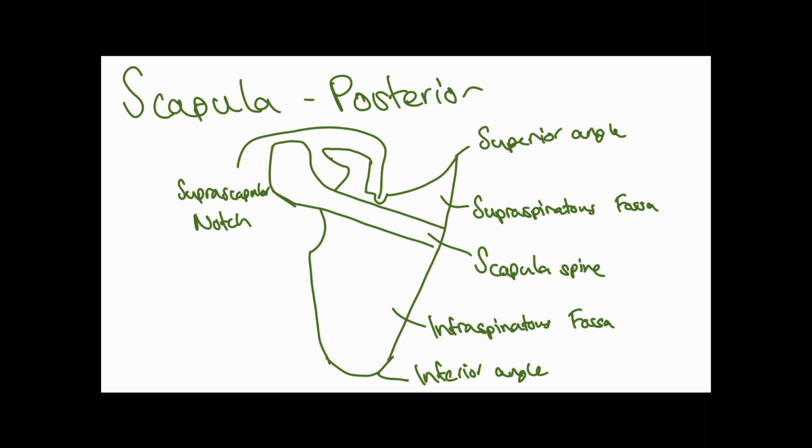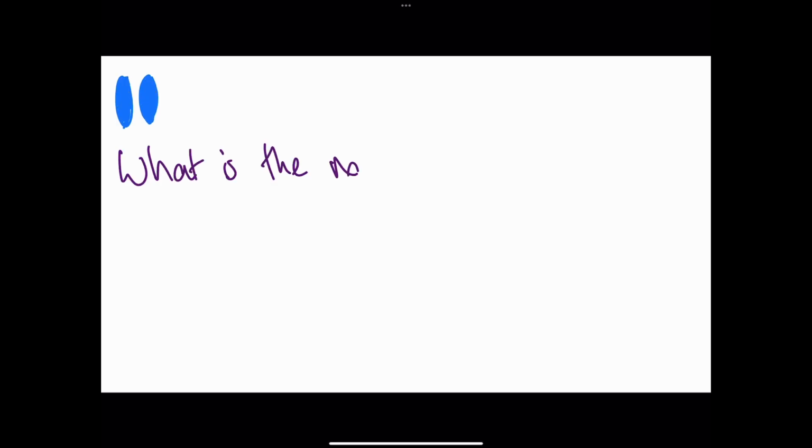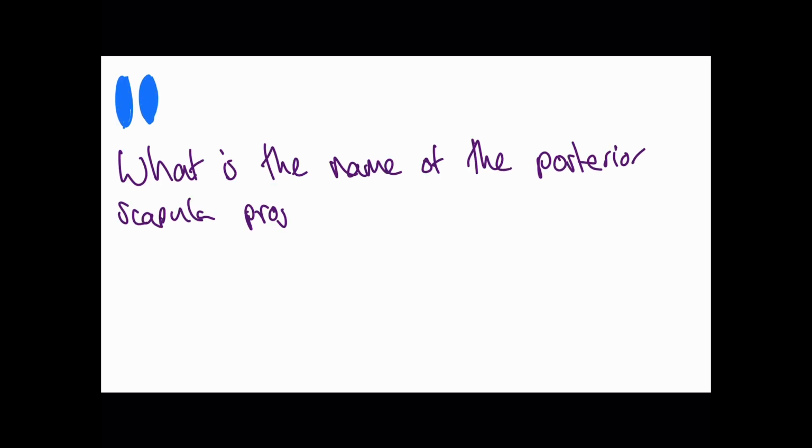Before we move on to how the clavicle and scapula interact, pause this video and have a go at this question, posting your answers in the comment section below. What is the name of the posterior bony projection of the scapula? That's right, it was the acromion.